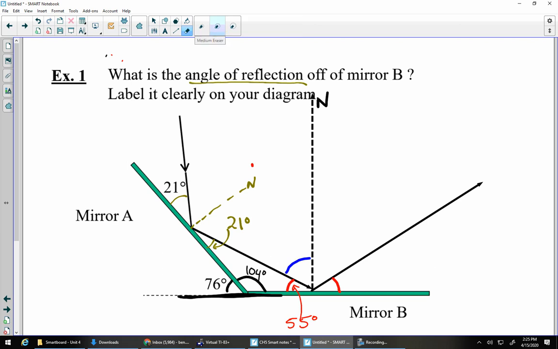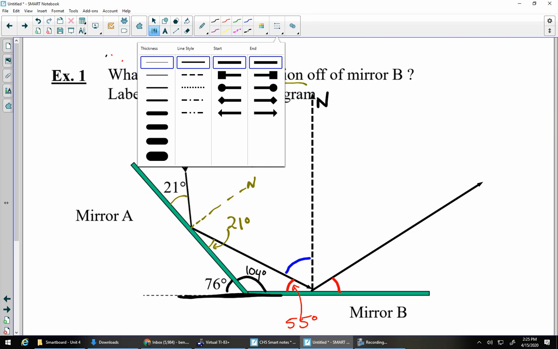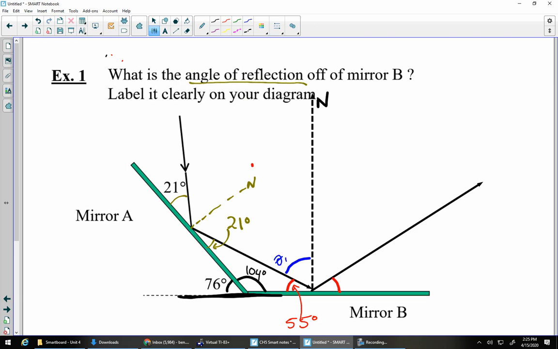Clean up a bit of space here. Get a skinnier felt pen because that's not helpful for me. So theta I is equal to 55 degrees, which means our reflected angle, our very last angle, theta R, must also be 55 degrees. So that is our final answer for this one.